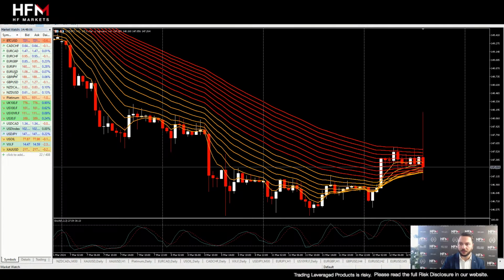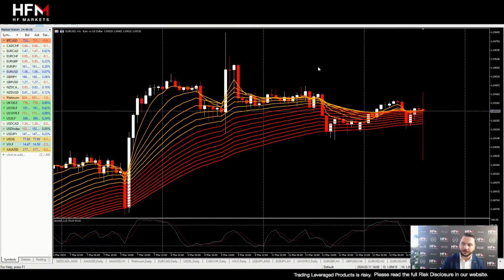Now, if we're going to switch to a different indicator. Here we've got two different indicators. Here we have what is known as a regression channel formed from moving averages.